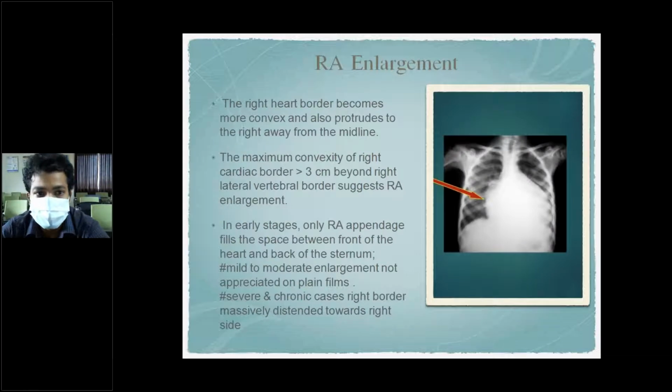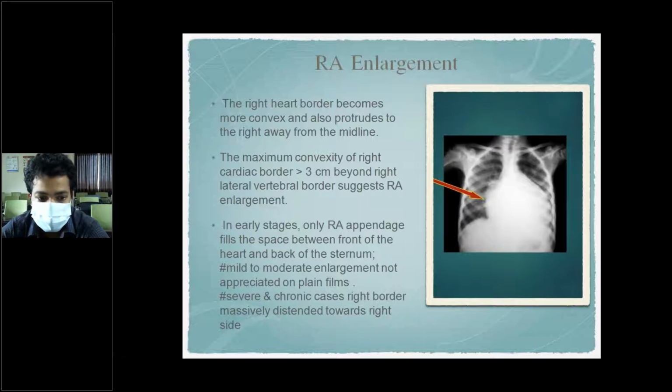the right heart border becomes more convex and also protrudes to the right, away from the midline. A maximum convexity of the right cardiac border more than 3 centimeters beyond the right lateral vertebral border suggests right atrial enlargement. In early stages, only the right atrial appendage fills the space between the front of the heart and the back of the sternum.